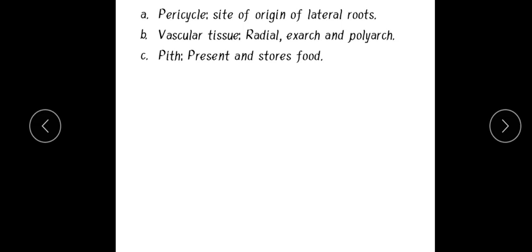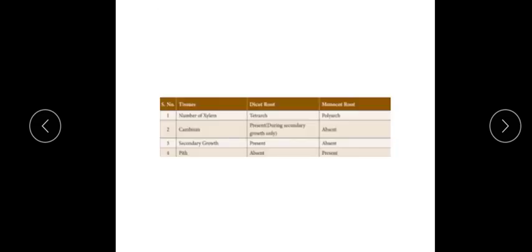Next comes about the pith. Pith is present in the center and you can see them. It is going to store the food. Okay. Now, a comparison is being given, children. Differences between dicot root and monocot root is being given for you. Okay, you can have a look at the differences there. It's given. You have to memorize this table for a 2-mark question.